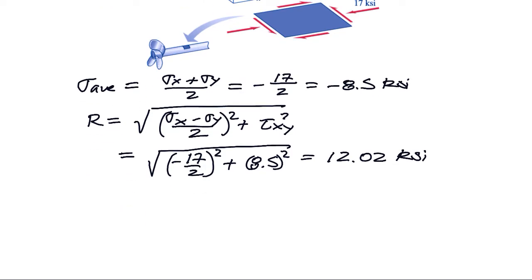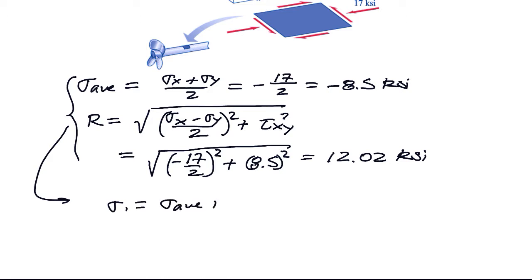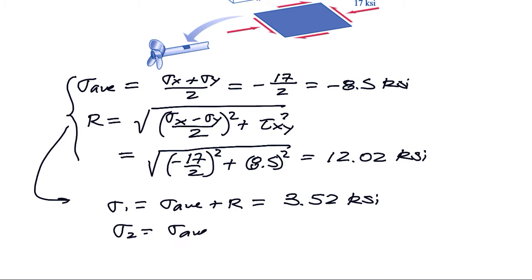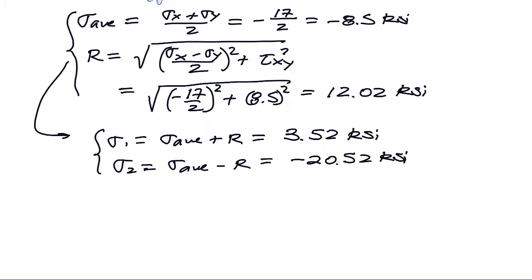From these two, we know that the principal stresses of sigma 1 and sigma 2 are given by sigma average plus R. So sigma 1 is 3.52 KSI. The other principal stress of sigma 2 is sigma average minus R, and that number is minus 20.52 KSI. So from this we conclude that in the sigma 1, sigma 2 plane, it's in the fourth quadrant.